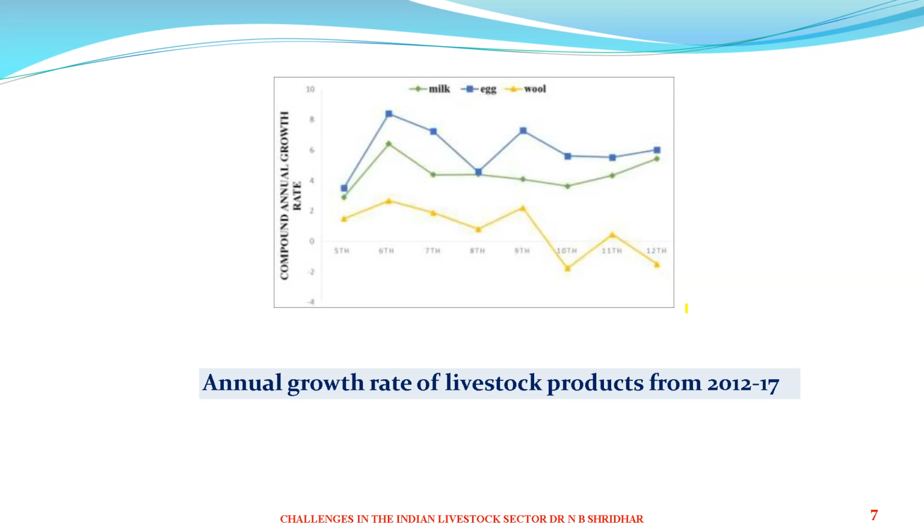The annual growth rate of livestock products from 2012 to 17 is shown as the compound annual growth rate, and this axis contains milk, egg, and wool. Wool production, of course, is in the lowest range, milk production in the medium range, and egg production in the highest range. It declined in the eighth plan, but in the 12th plan it once again picked up its original position. This is the growth rate.